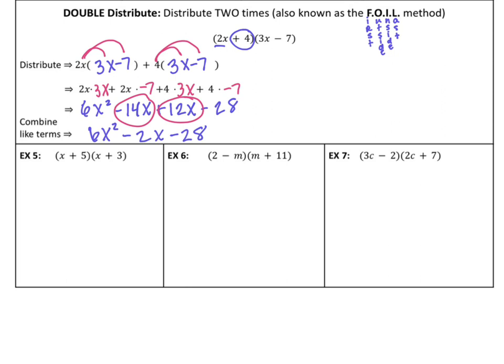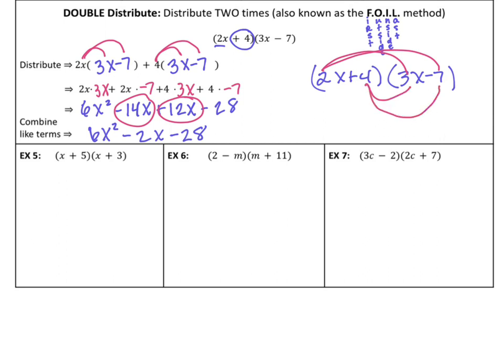I prefer to use something called FOIL, in my opinion, which is just when you take these sets of parentheses and, like I said, you multiply the first 2 terms, the outside 2 terms, the inside 2 terms, and then the last 2 terms. And you just think, hey, I'm multiplying those together. It's going to get you the same answer. Let's try a couple of practices, and then I'm going to have you try one yourself.